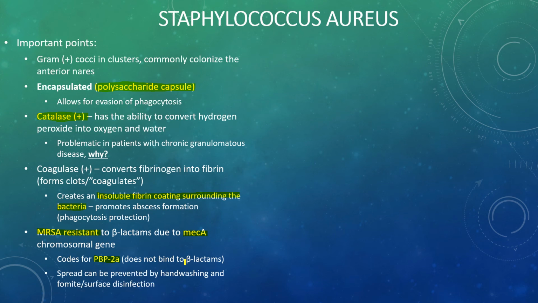So spread of MRSA can actually be prevented. And this is by good hand washing and fomite surface disinfection, especially in hospitals. MRSA is a very major nosocomial infection. Nosocomial meaning happening in hospitals.